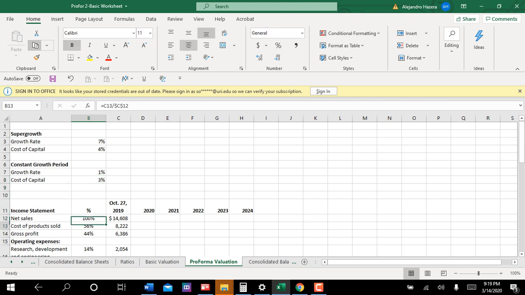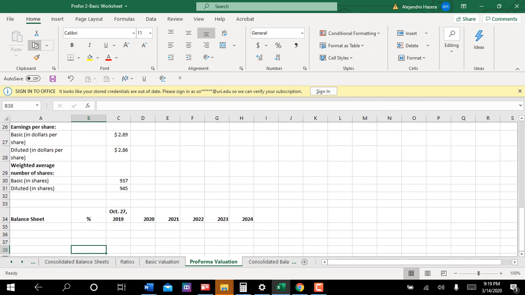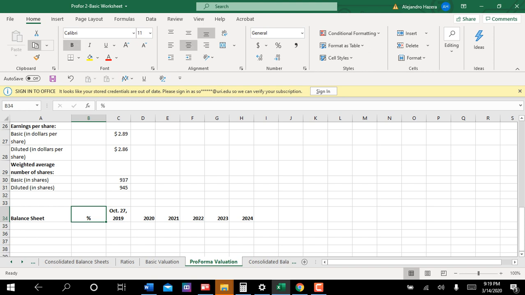Okay, and like we did for the income statement, we're going to have a percentage column. And just like on the income statement, all of the items on the balance sheet will be as a percentage of sales. Let's get the mechanics over with, but I'll probably talk about those in the next video as I go through a little bit.